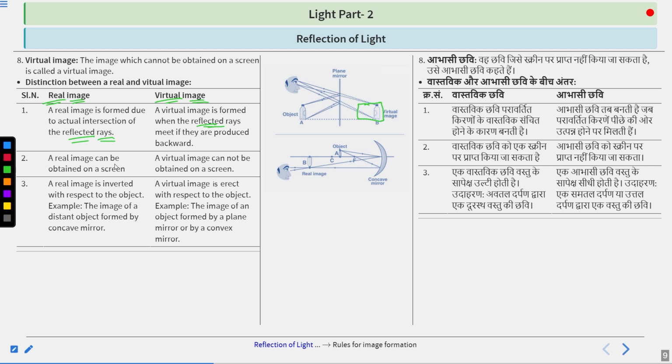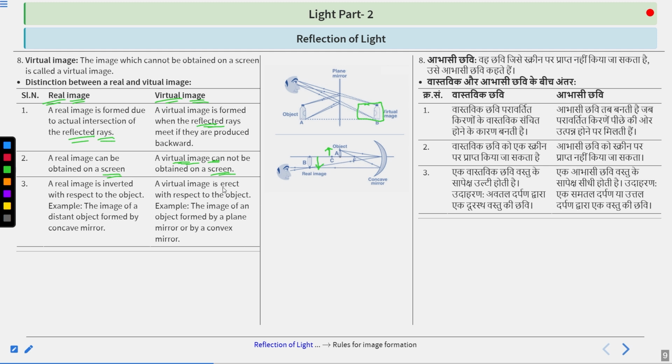A real image could be obtained on a screen. A virtual image couldn't be obtained on a screen. A real image is inverted with respect to the object. Example, the image of a distant object formed by a concave mirror. So this is an object, it was in the upward direction. This is the real image. It is inverted in the downward direction. So the real image will always form in the opposite direction in reference to the object.